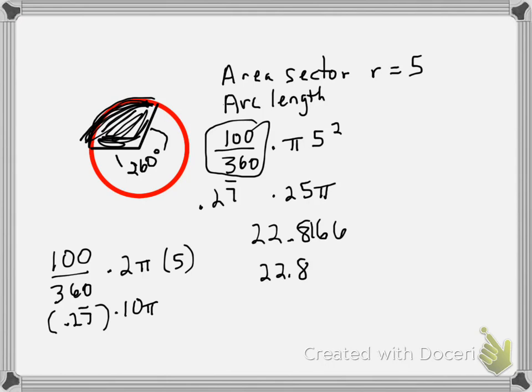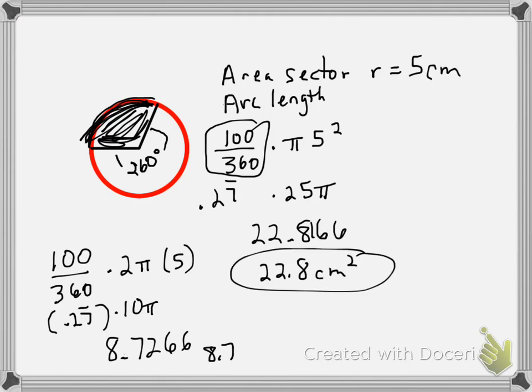So 100 divided by 360 times 10 times pi, 8.7266. So 8.7. And whatever your units are, if they're centimeters, for instance, this would be centimeters squared because it's area. And this is just centimeters because we're talking about length.